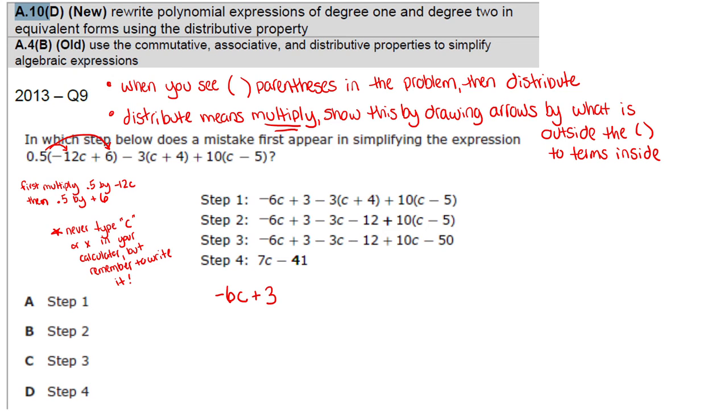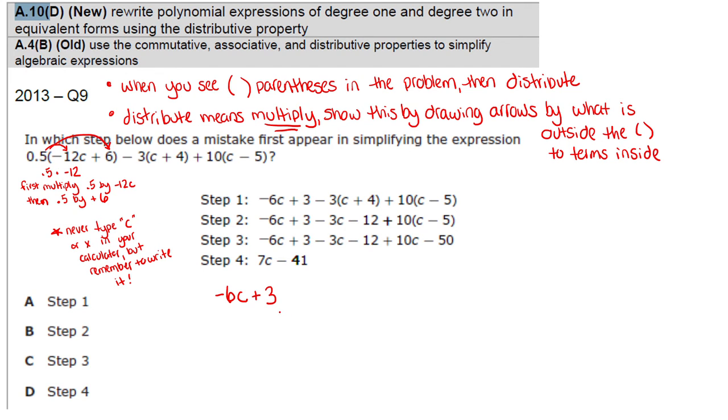So 0.5 times negative 12c becomes negative 6c. Now notice when I multiply 0.5 times negative 12c, I'm only multiplying the coefficients. But I have to remember that I have a c here. So when I write my answer as negative 6c, I bring down the c. Then I multiply 0.5 times 6. Now there's no variable there, no c there, no x there. I don't have to worry about that. And it's going to become positive because it's a positive times a positive, so it stays positive.